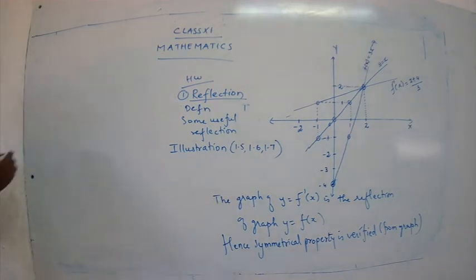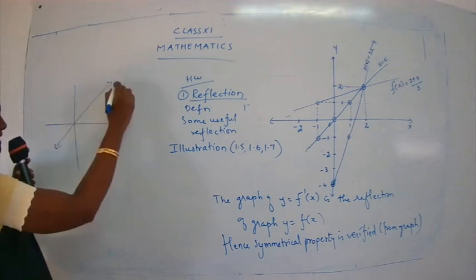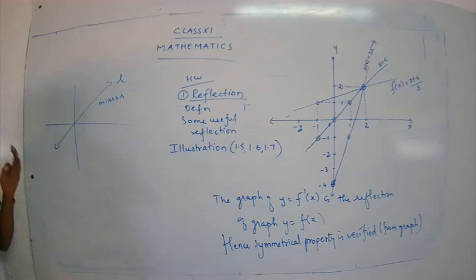Same way, suppose you have a graph over here and we have a reference line. This line L is called a mirror line. Mirror, because when you look at the mirror, what do you get? You get your own reflection. If I stand in front of a mirror, I get my own image back as a reflection. Yes or no, children? Okay.